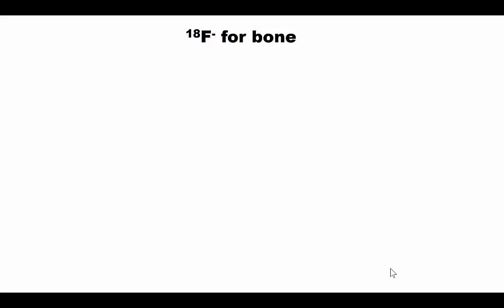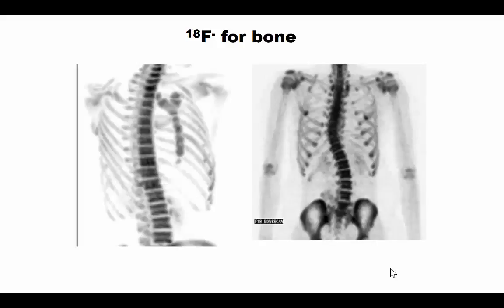Yes, fluoride has affinity to the bones. If we inject fluoride-18, it can show us the bone structure in the body. This image can be similar to an X-ray, but the mechanism is different. Maybe we can say these two techniques are complementary.